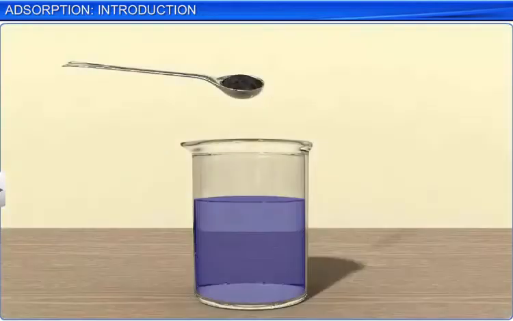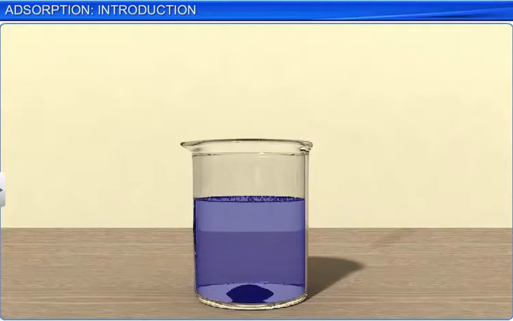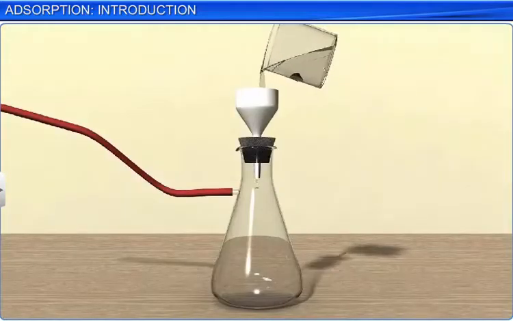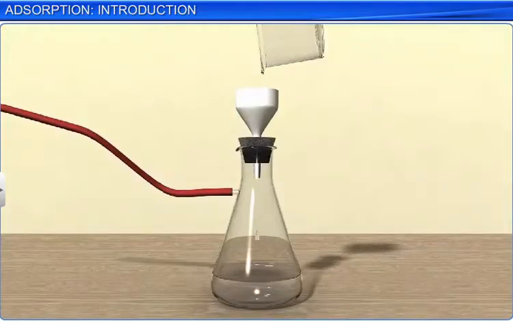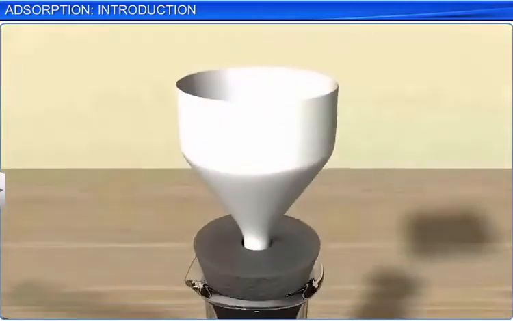Let's look at one more example. Add some activated animal charcoal to a dilute solution of an organic dye, methylene blue. Stir the solution thoroughly, and then filter it. You will find that the filtrate thus obtained is colorless. This is due to the adsorption of the dye on the surface of the animal charcoal.